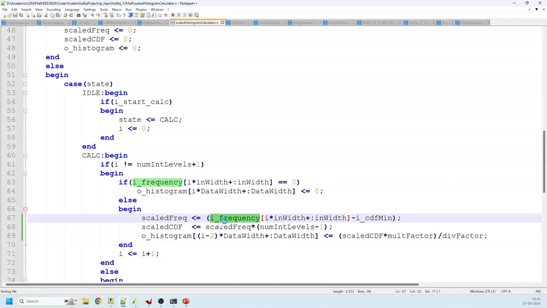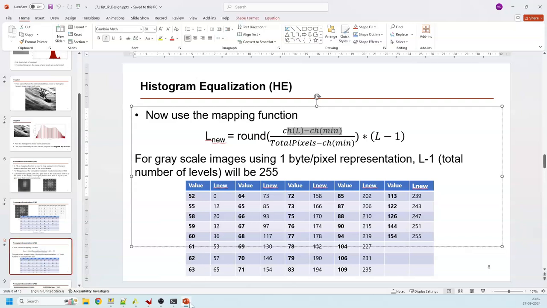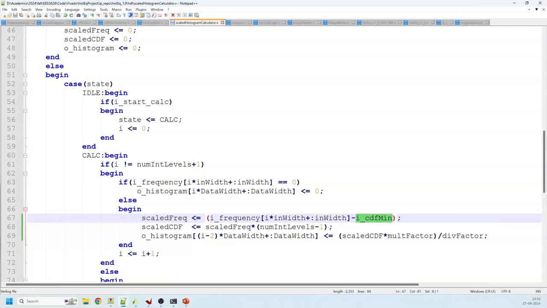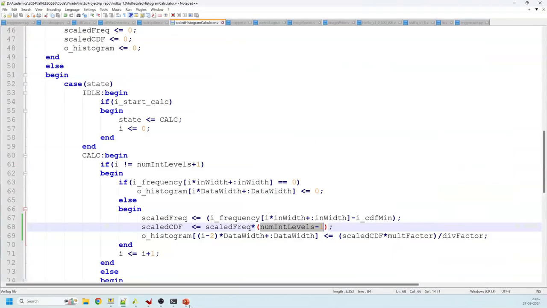So this i frequency is coming from my cumulative histogram calculators. I take one cumulative histogram and I subtract PDF min from that, which is basically this operation. That's the first thing that we do. The second operation, I multiply that with number of levels minus one. That is this L minus one, the second one. The third operation is I divide it by something called the division factor, and I multiply it with something called the multiplication factor. Okay, so there are certain reasons why it is done like this.